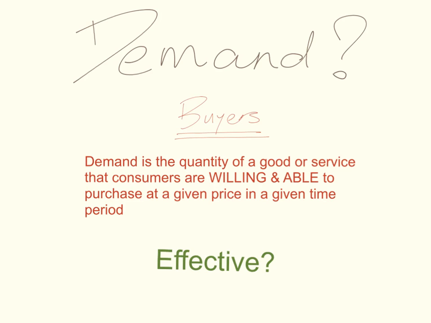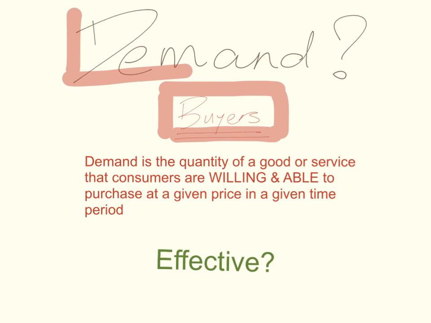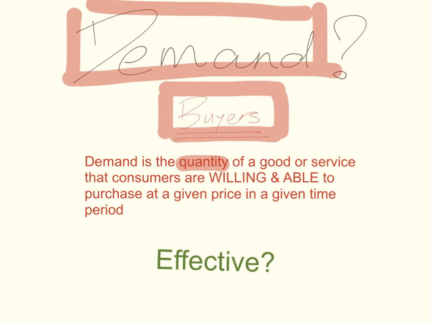So let's take a look at the buyer's side of the market. The buyers are the ones that demand the product. So the demand comes from the buyers. What's the meaning of this word demand? Well, basically, demand is the quantity of a good or service that consumers or buyers are willing and able to purchase at a given price in a given time period.